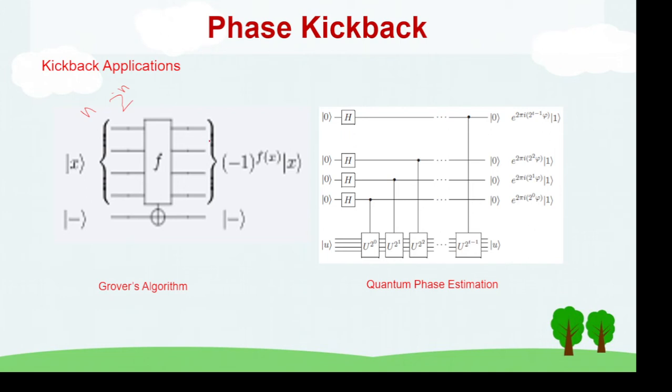Subsequently, we'll increase the amplitude of measurement of that particular state by having a diffuser operator, and we'll repeat this process many times until we get a satisfactory probability value. Okay. So it's very nicely used in Grover's algorithm.